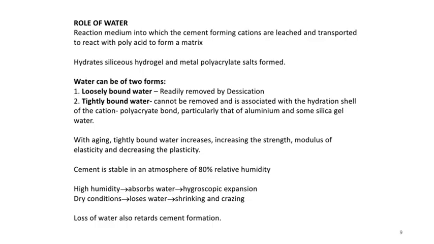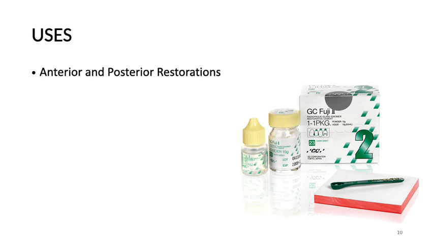With aging, tightly bound water increases, increasing the strength and modulus of elasticity and decreasing the plasticity. The cement is stable in an atmosphere of about 80% relative humidity. High humidity absorbs water, leading to hygroscopic expansion. Dry condition loses water, leading to shrinking and crazing. Loss of water also retards the cement formation. The uses: it is used for both anterior and posterior restorations.